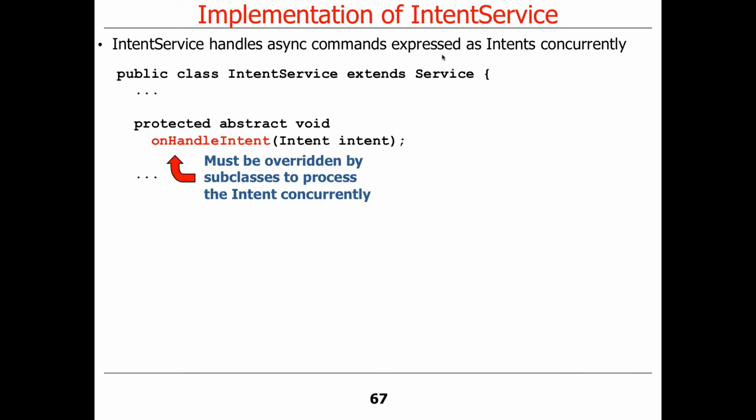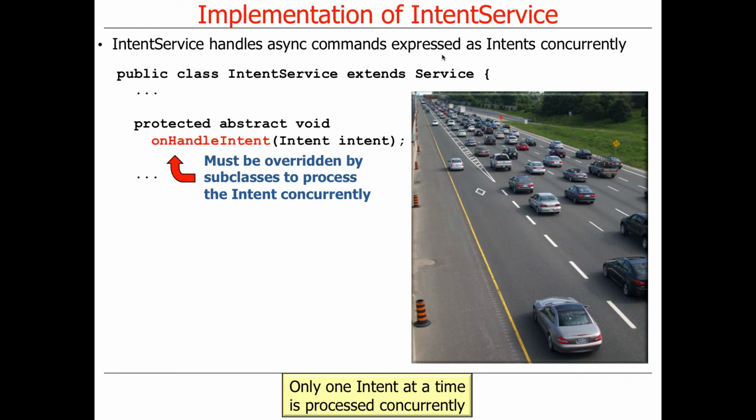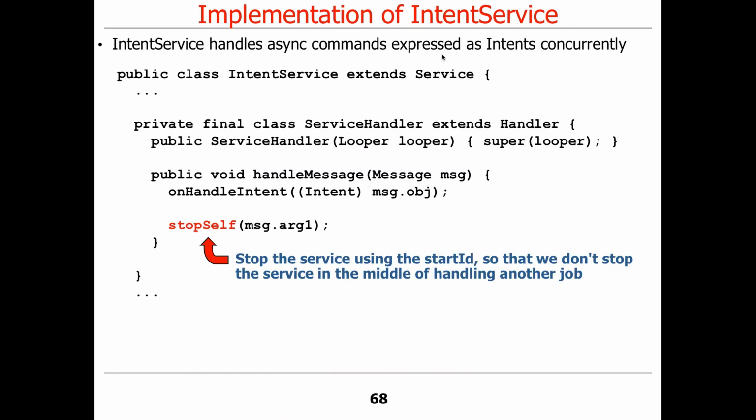You then have to implement onHandleIntent. That's what you do. So you're responsible for subclassing this. And only one intent is processed at a time. So I guess it's kind of like another good example if you don't like waiting in a drive-through, the carpool lane, it's one thing goes in there at a time.